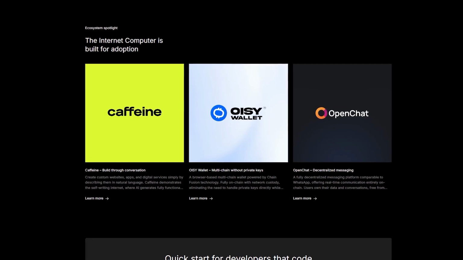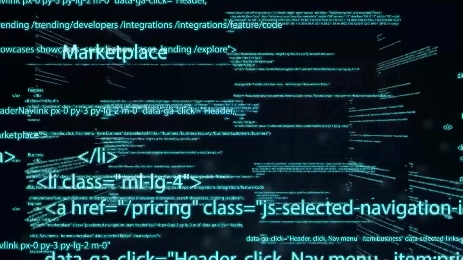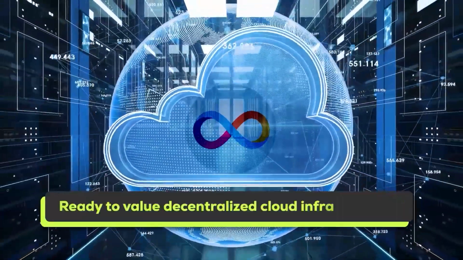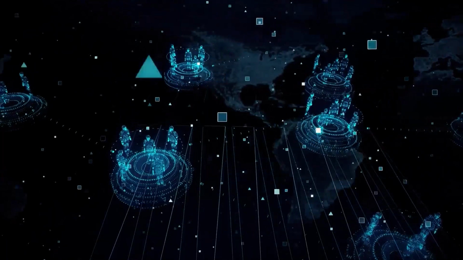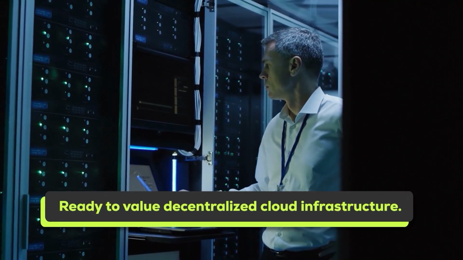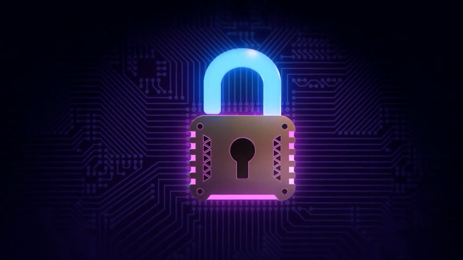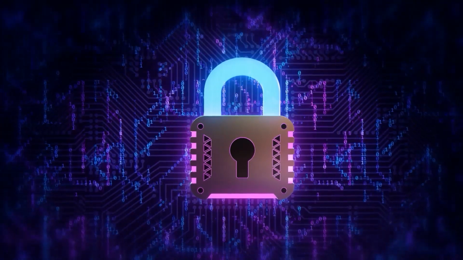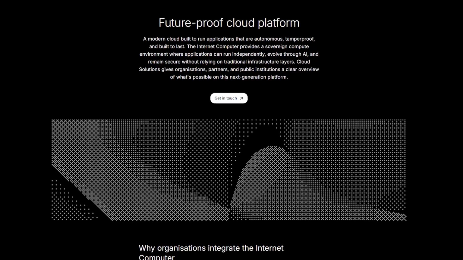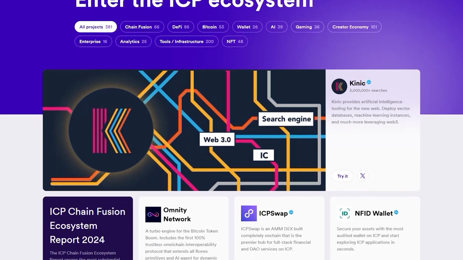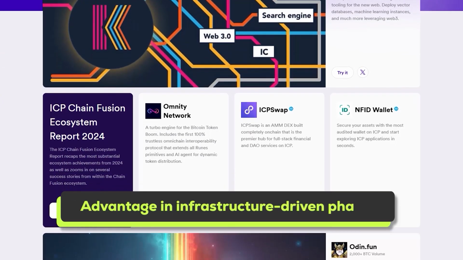By January 2026, the question is no longer whether ICP works. It does. The question is whether the market is ready to value decentralized cloud infrastructure. As Web3 matures, reliance on centralized hosting becomes a growing risk. Regulatory pressure, censorship, and infrastructure consolidation highlight weaknesses in today's internet stack. ICP's vision addresses these issues directly, but adoption requires a shift in priorities. ICP's complexity may be a barrier in speculative markets, but an advantage in infrastructure-driven phases.